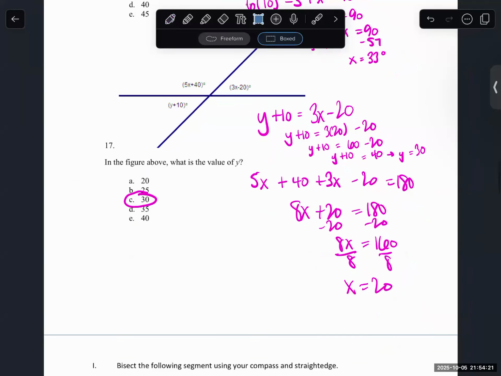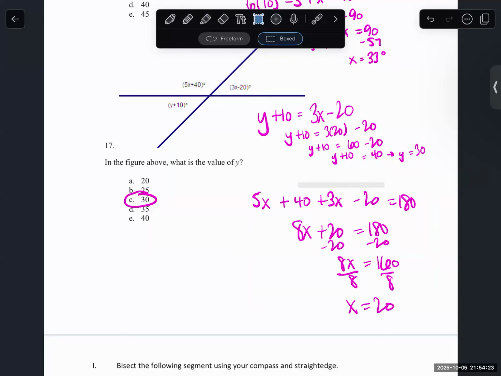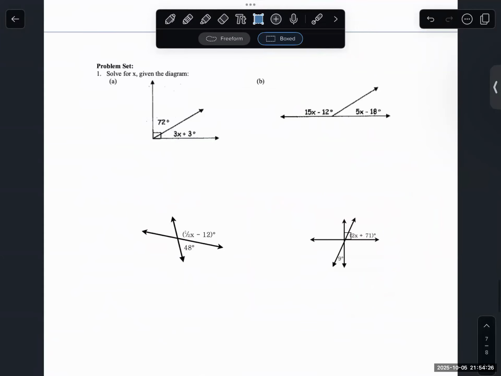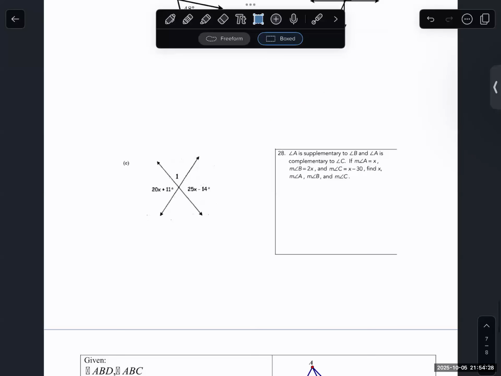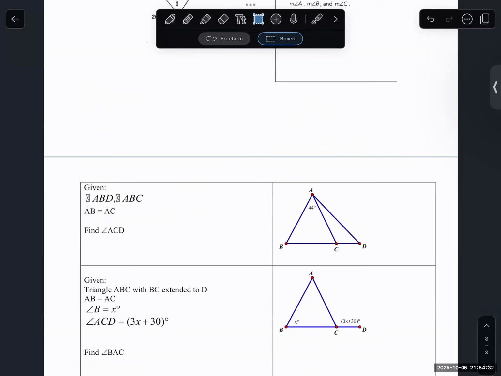All right, again, we're gonna skip a few of these pages. Skip, skip, skip, skip. Actually, yeah, I'll come back to these. Okay. These ones are tricky. So it tells you that AB is equal to AC, and I want you to find ACD. That's this angle right there.